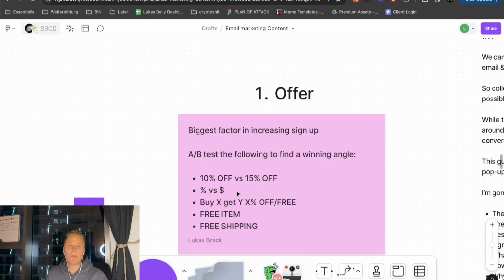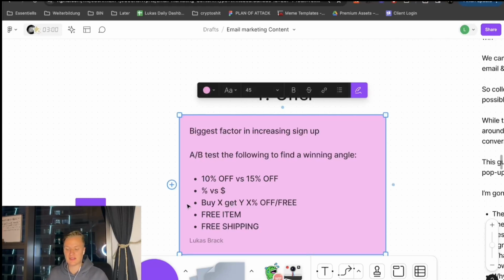Now, the two most converting angles are buy X, get Y, or buy X, get Y percentage off, kind of free. So that's the next thing. Buy one, get one free, for example, is a highly converting pop-up form, and also kind of a free item.